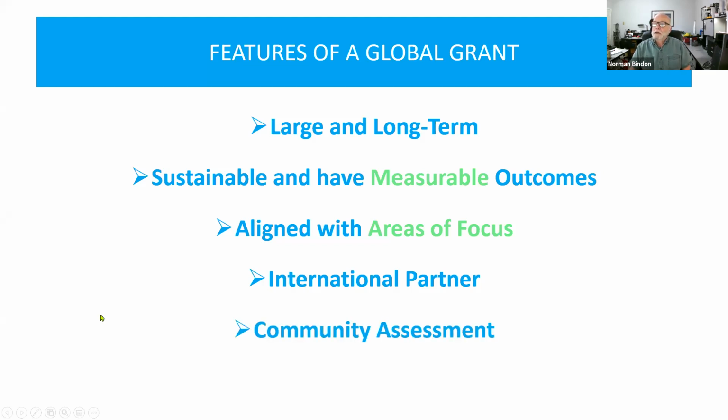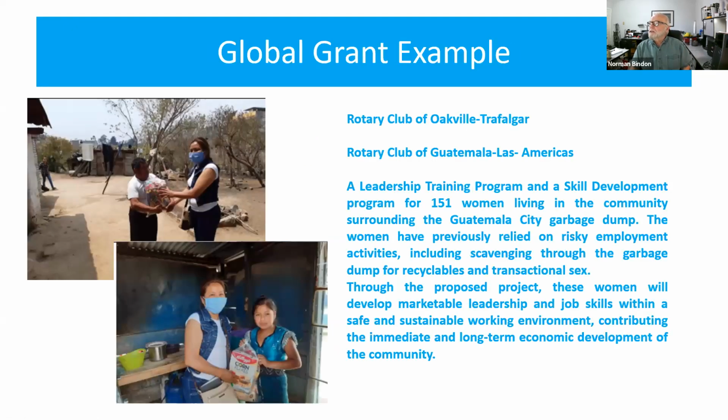And there must be a community assessment. We're no longer the people that go in and tell people what they need and give them what we think they need. The community assessment must be done. It must prove that this is what the people want, and this is appropriate for where the grant is going to go. This is a global grant example.